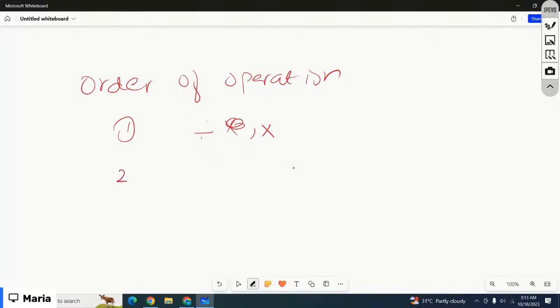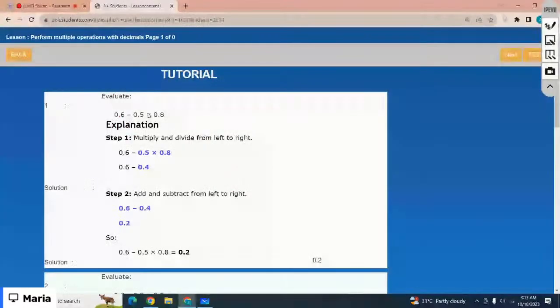The second one is you can add and subtract, right? So in a question, you have to go from left to right. If you have more additions and subtractions, you go from left to right. So in this question you have multiplication, so do multiplication first, right? Just do 0.8 times 0.5, that would be 0.4. Then you have to go from left to right and subtract, right?